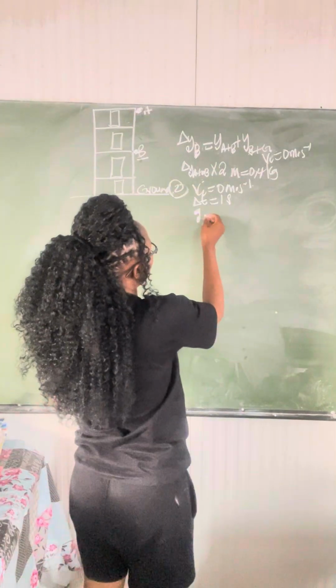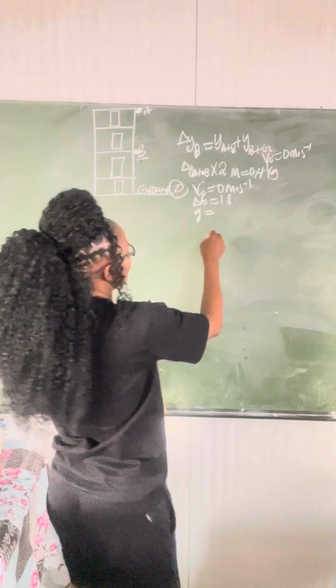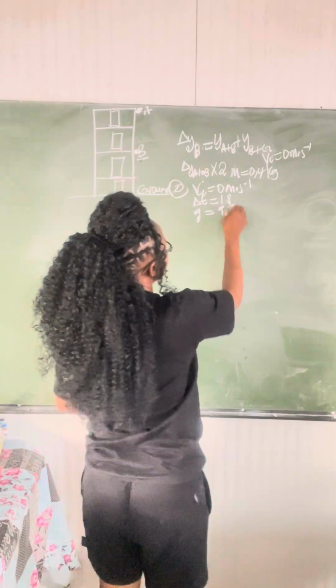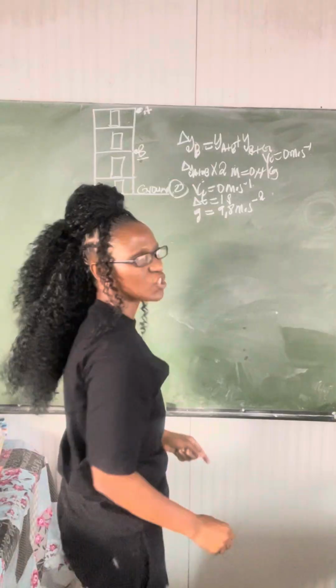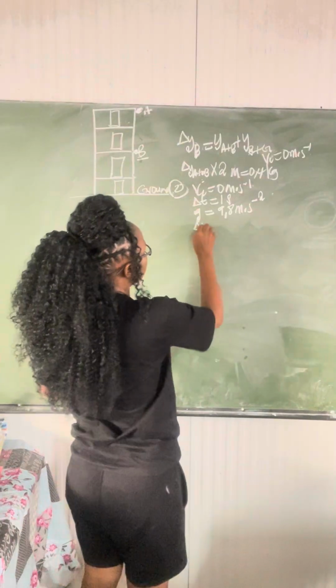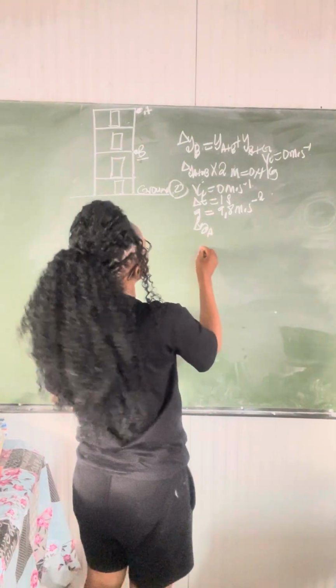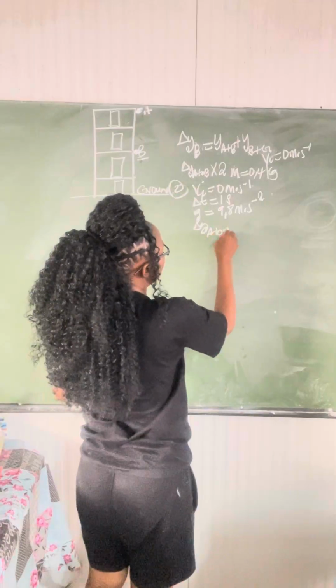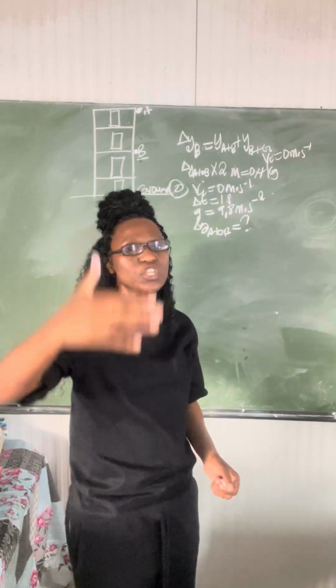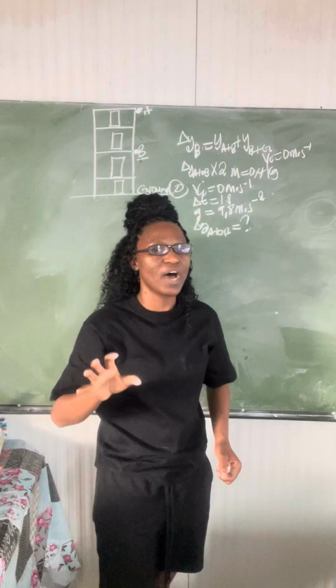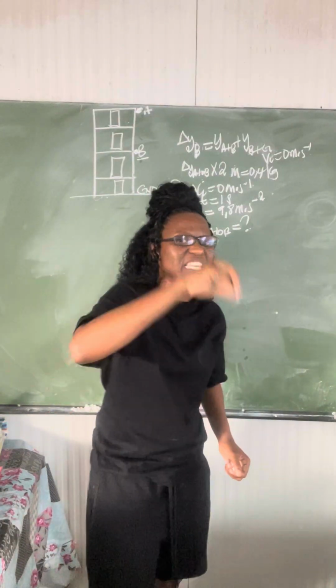Then again, we know that we've got the gravitational acceleration, which is equivalent to 9.8 meters per second squared. And then now we can find the height. The height is going to be from A to B. Then the height is unknown. After collecting your data, make it a point that you associate the sign.